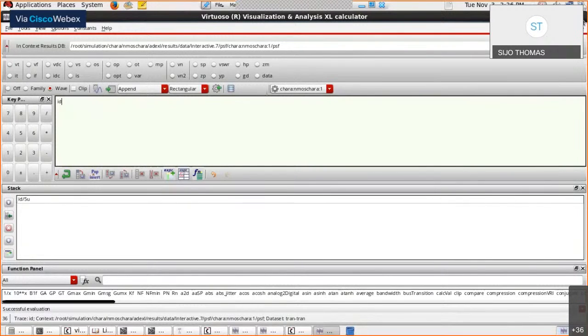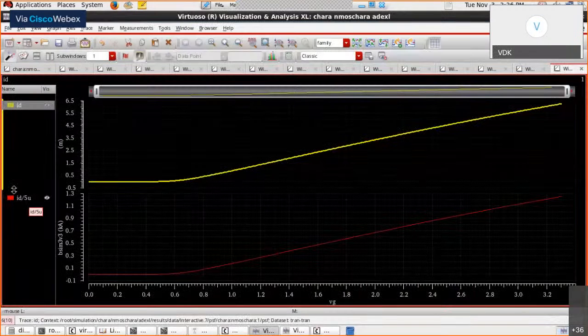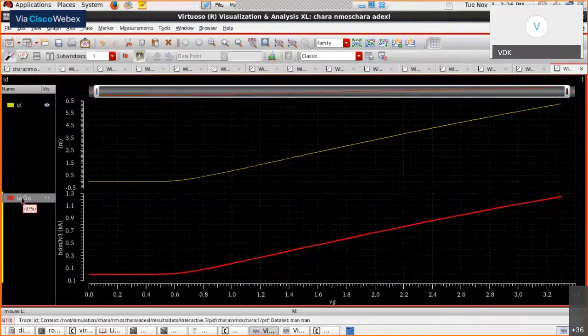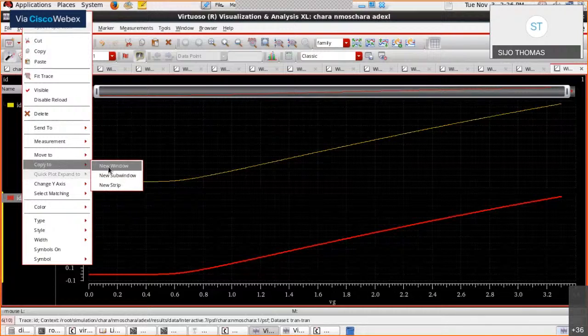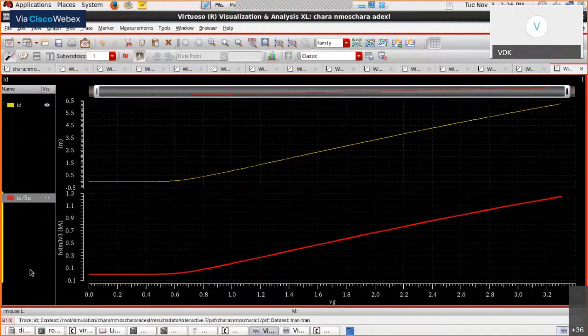Okay, so now we plot this current density versus GM over ID. Please note, current density is ID by W, therefore the current density is independent of width. GM over ID is also independent of width. So we have current density, which is independent of the width of the device, along the y-axis, and GM over ID, which again is independent of the width of the device, along the x-axis. That's the curve we plot.